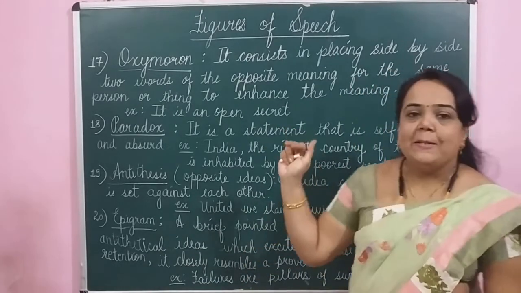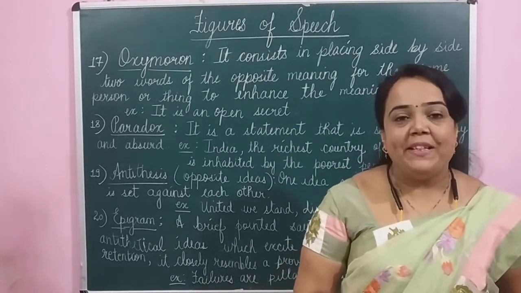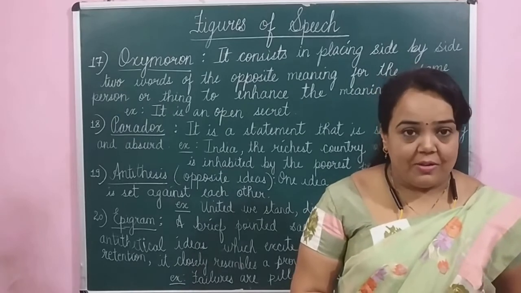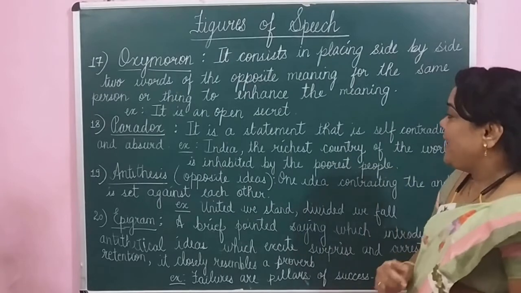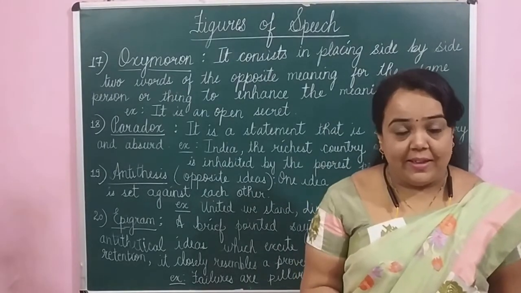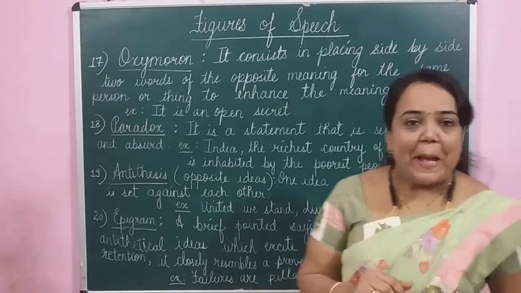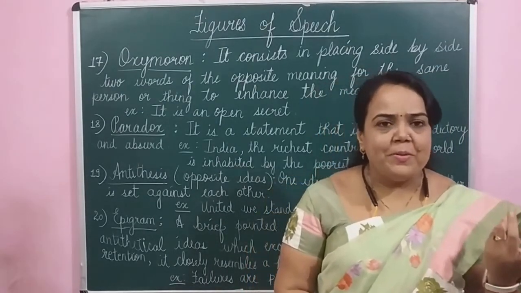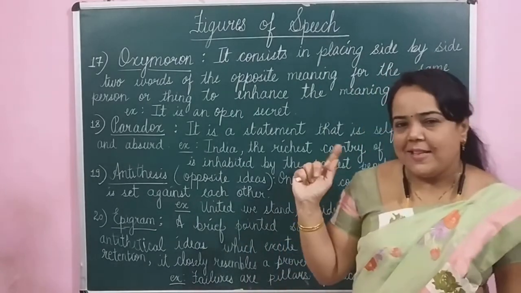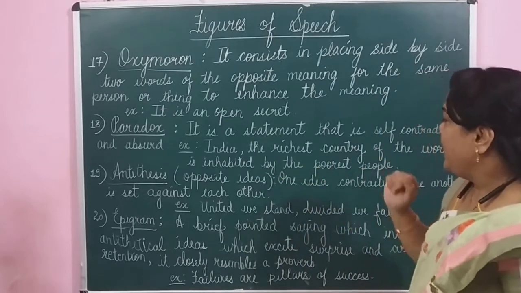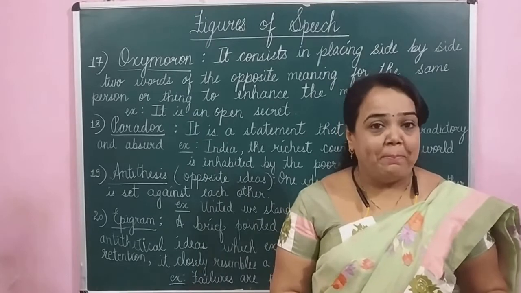The other one is paradox. Now this figure of speech is also related to contrast, but what is the difference? Let's see. Now it is a statement that is self-contradictory and absurd. Absurd means you find it amusing. If you see the example, it will be very clear to you. India, the richest country of the world, is inhabited by the poorest people.